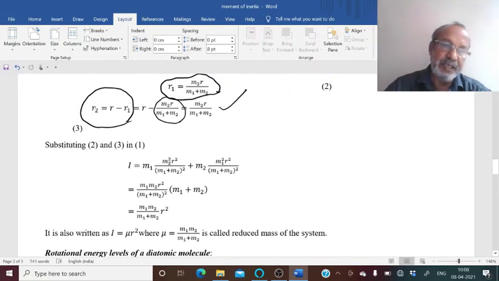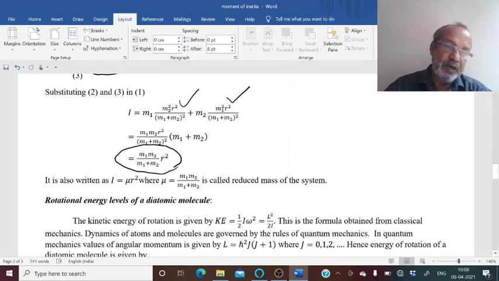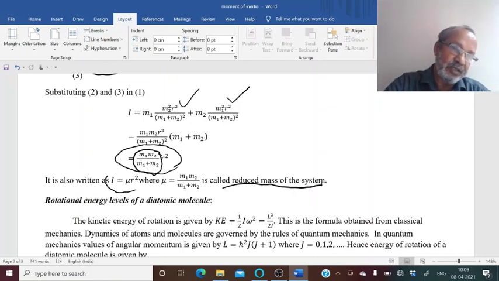Now moment of inertia is m1 into r1 square plus m2 into r2 square. We can substitute for r1 and r2, and if you simplify this, then you will get the moment of inertia equal to m1 m2 by m1 plus m2 into bond length square. Usually this quantity m1 m2 by m1 plus m2 is called the reduced mass of the system of two masses, usually denoted by the symbol mu. So we may write I is equal to mu r square, where mu is equal to m1 m2 by m1 plus m2.